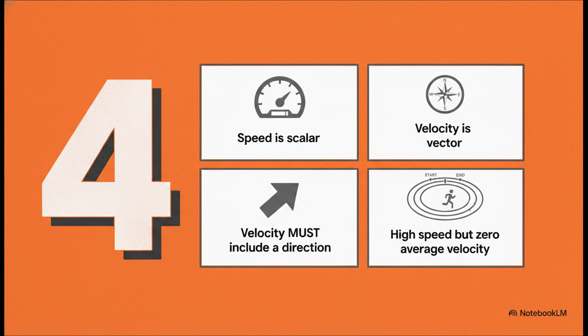Which leads us to number 3, velocity always needs a direction. Always. And finally, number 4, just remember that physics teacher walking in a circle. You can be moving really fast and covering a ton of ground, but still have an average velocity of 0 if you end up right back where you started.